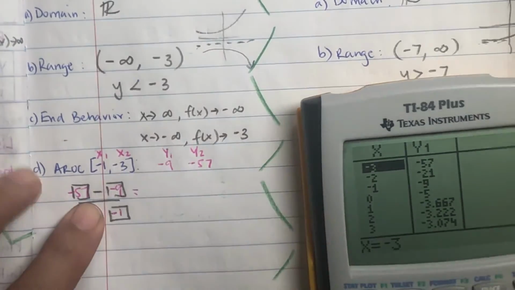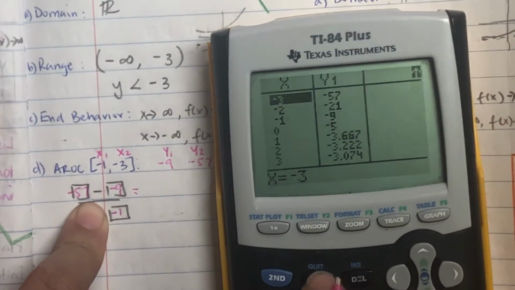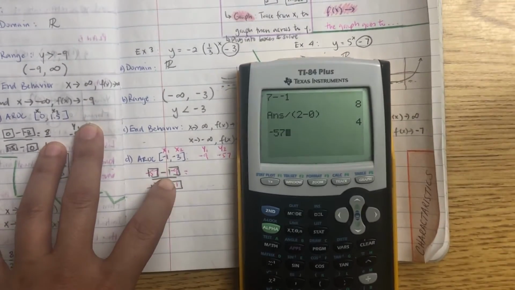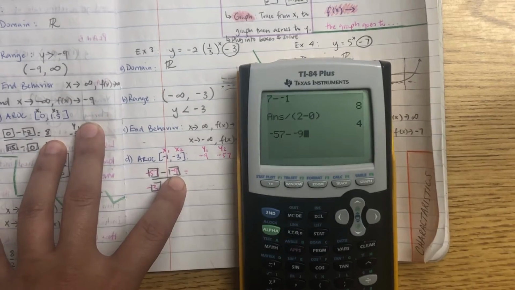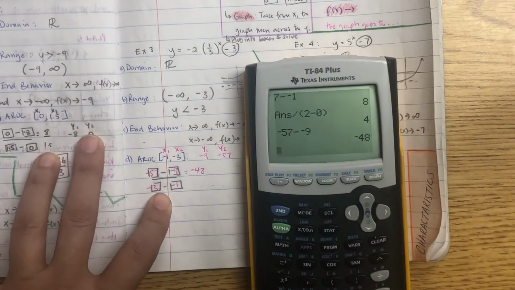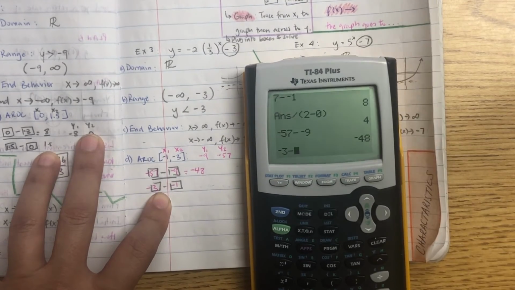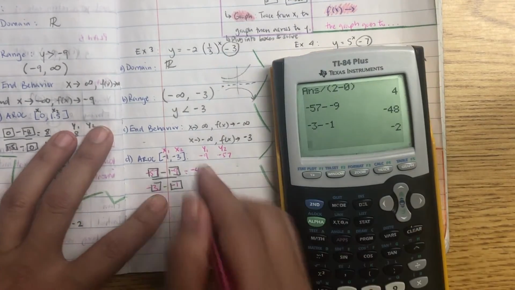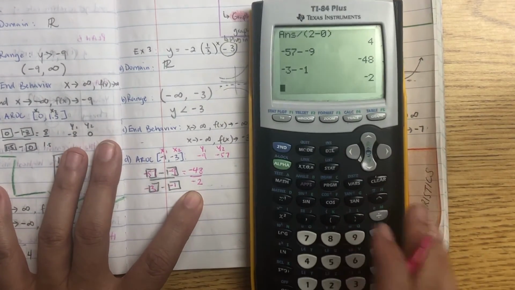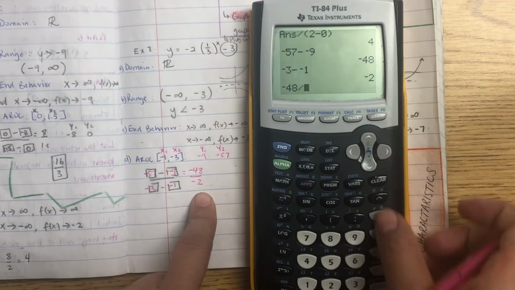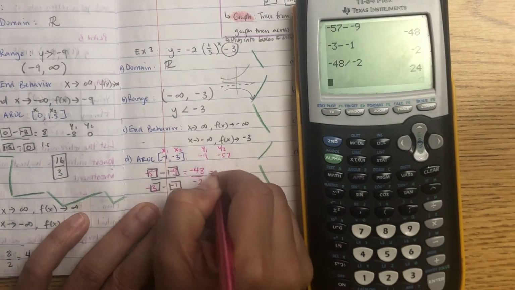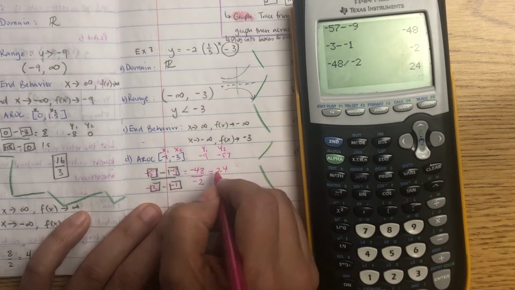And you're putting that in the calculator. So go second quit. This is a listening check: color in AROC. You're going to go negative 57 minus negative 9 equals. So this is negative 48. Then negative 3 minus negative 1 equals negative 2. Then you put that whole thing in the calculator: negative 48 divided by negative 2 equals 24. And if it gives you a decimal, you're going to press math, enter, enter.